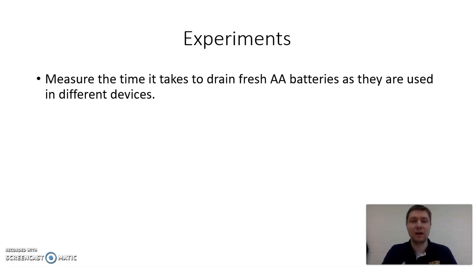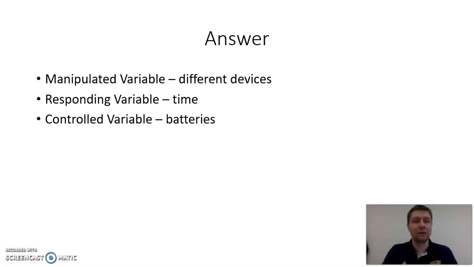Okay, so let's take a look at the answers here, see what you got. For this experiment, the manipulated variable, the thing that you are changing, are the different devices that you're testing. Now, in order to make sure that you're getting reasonable evidence for the different devices that's reliable, you've got to make sure that you're using the same batteries in all of those devices. And so that is the controlled variable for this experiment. And then the thing that you're measuring based on that change that you're making is the time it takes for those devices to drain the battery life. So let's take a look at another example.